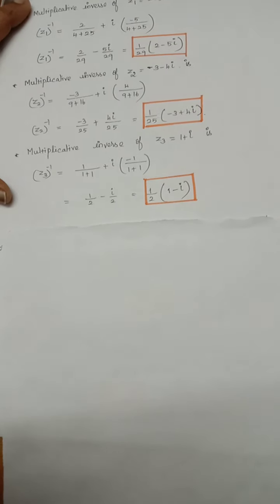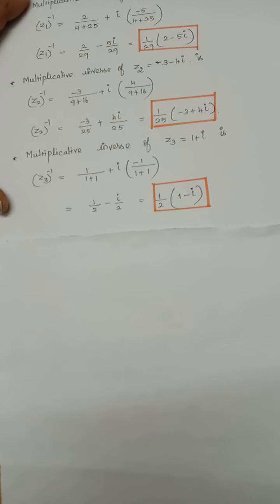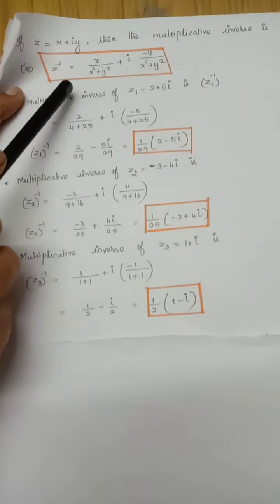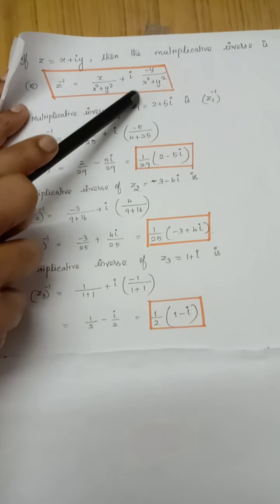Okay. The additive inverse is minus z. The multiplicative inverse is denoted by z inverse. The formula is x by x squared plus y squared plus i into minus y by x squared plus y squared.